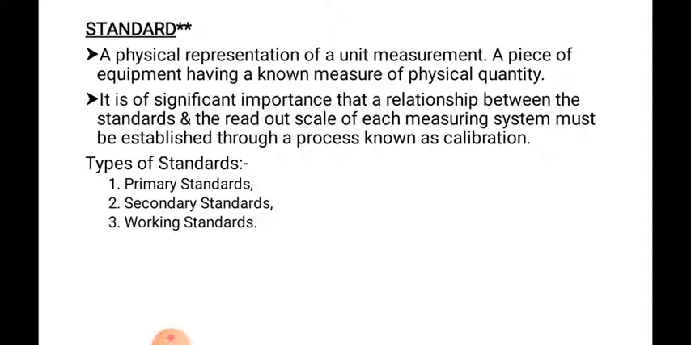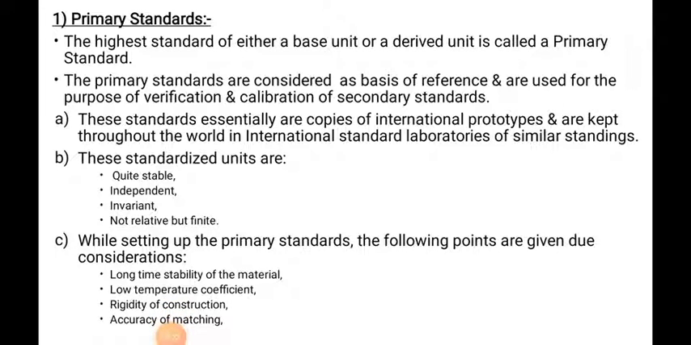So the standard is that there must be some calibration. That is nothing but the standard. Then the types of standard: primary standard, secondary standard, and working standard. First, the primary standard: the highest standard of either a base unit or a derived unit is called a primary standard. Primary standard means a higher standard, that higher standard of either a base unit or a derived unit is called a primary standard.